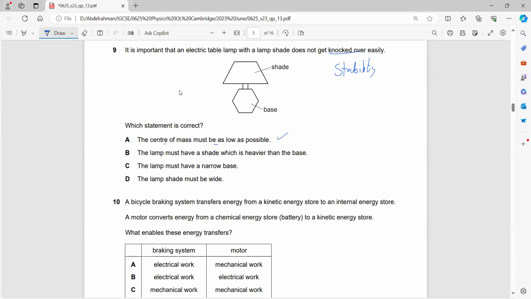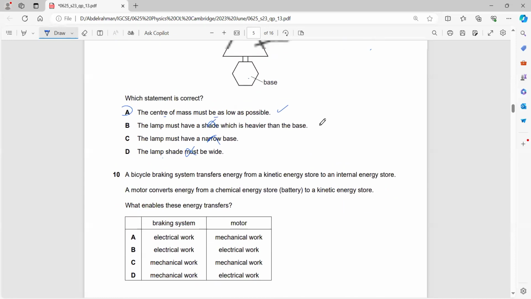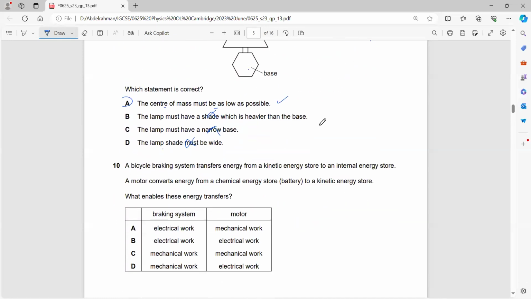The lamp must have a shade which is heavier than the base? That is completely wrong. Actually, you need the base to be heavier than the shade. The lamp must have a narrow base? No, you need a wide base. The lamp shade must be wide? No, the base must be wide. So A is correct. Again, you need to increase the stability.